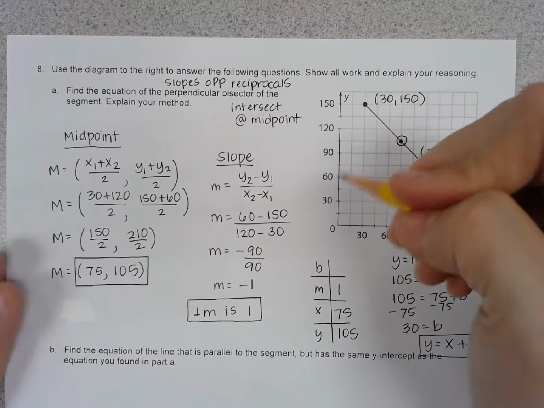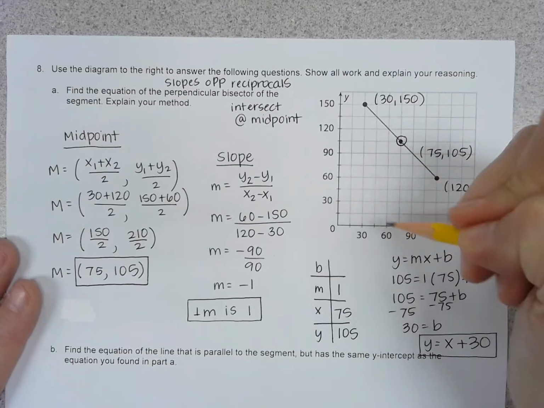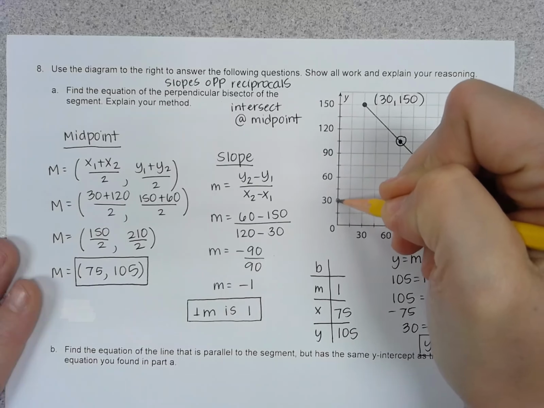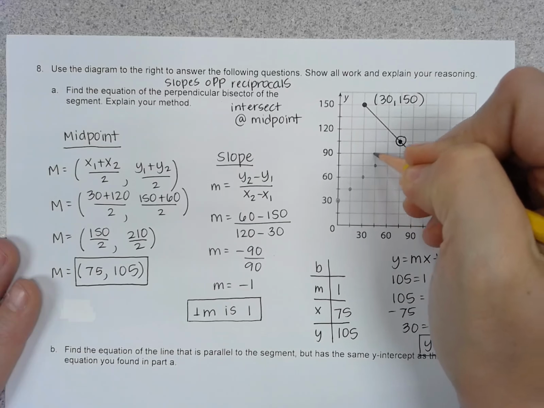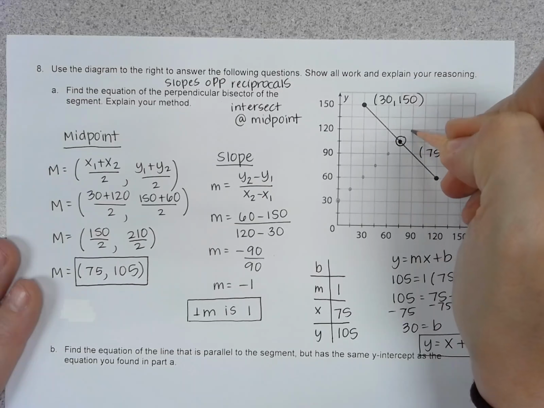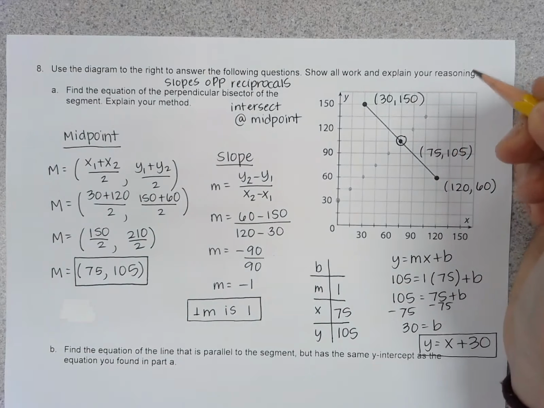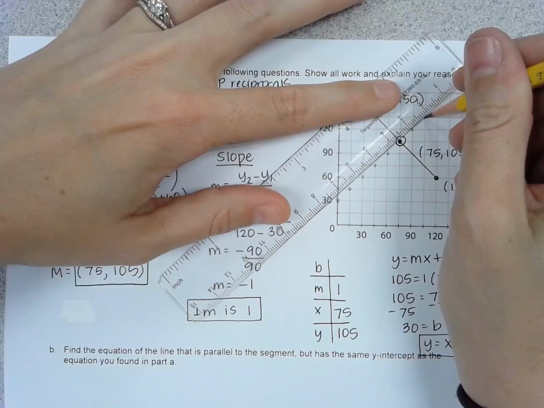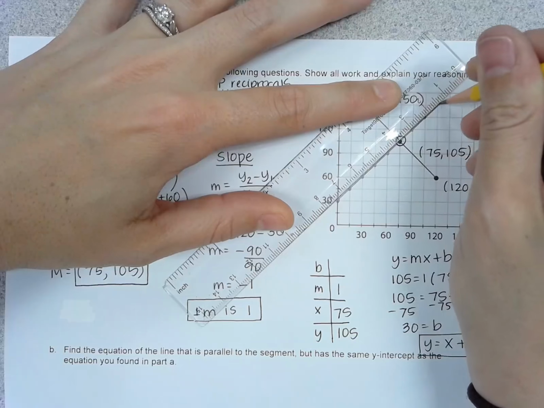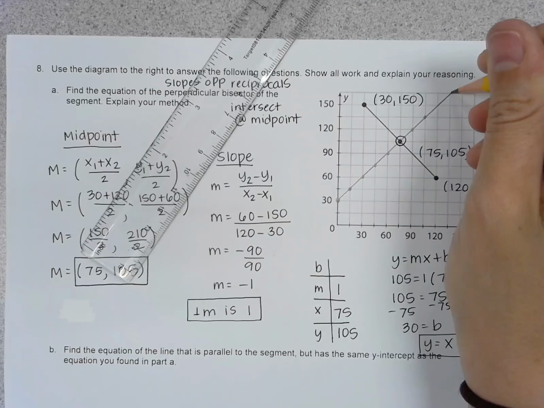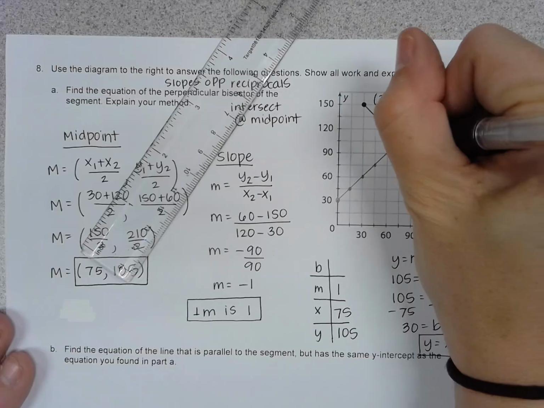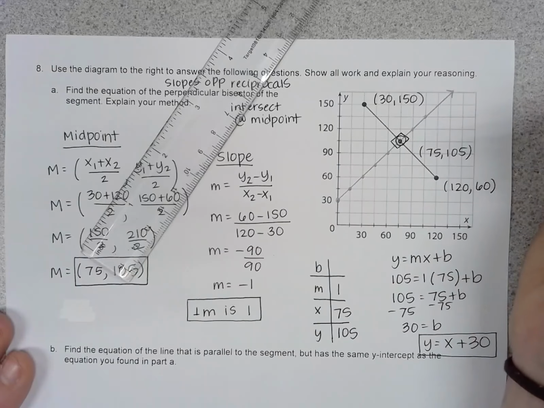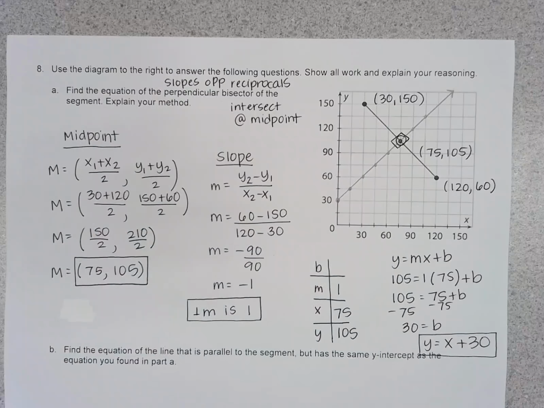Let's graph it. Positive 30 is right here. And then I go up 1 over 1, up 1 over 1, up 1 over 1, and so on. And so if you graphed that perpendicular bisector on your graph, this would be the location of the line that cuts that segment in half and is perpendicular. So all of those would be 90-degree angles in the middle.